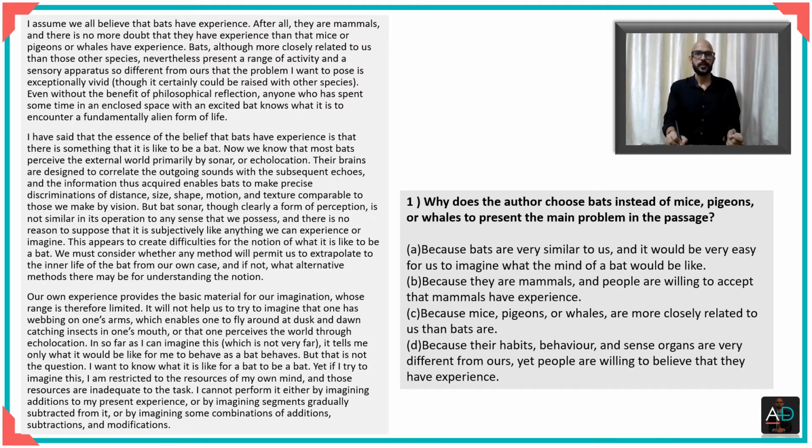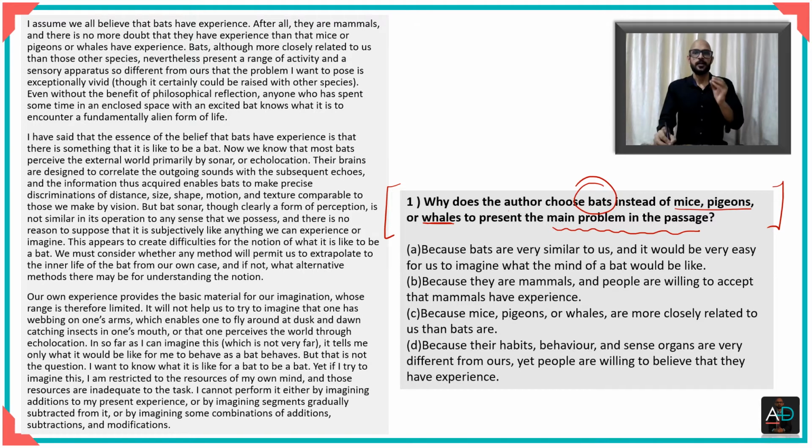All right. So let's look at what the question requires of us. Each one of these questions is a type of question. There are not many types of questions. So once you learn the intricacies and the details of the types of questions in just 1 or 2 passages, then you'd be able to solve most passages very easily. So what you see here is that it asks why the author chose bats instead of mice, pigeons or whales to present the main problem of the passage.